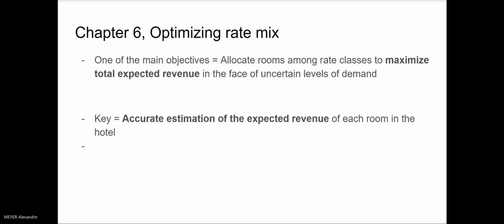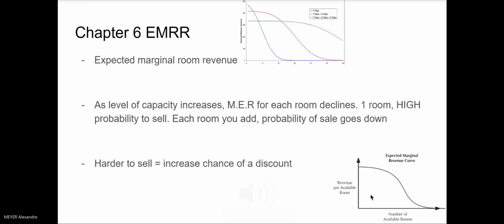Accurate the expected revenue, that means that your forecasted demand is also more accurate as well. So these are two graphs that essentially explain what expected marginal room revenue is. And it essentially relies on the fact that the probability of selling a room decreases as you sell more rooms.